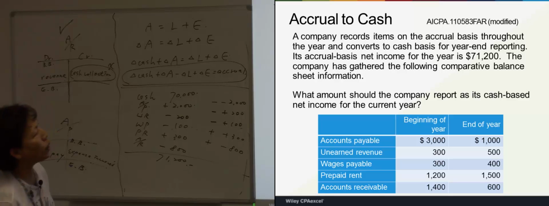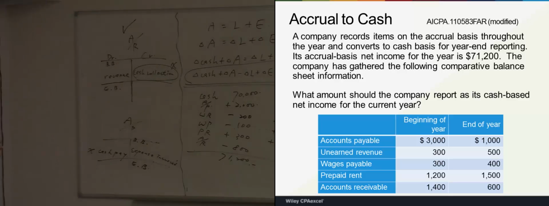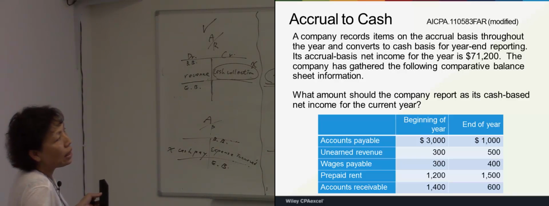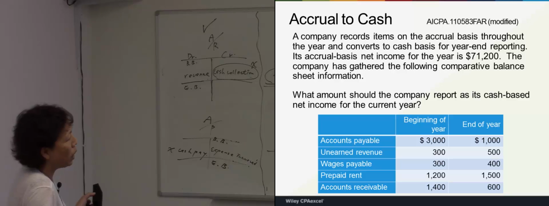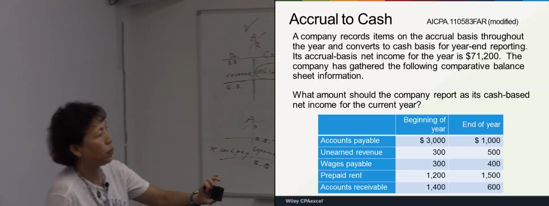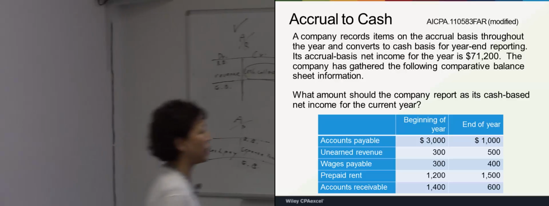A company reports items on accrual basis throughout the year and converts to cash basis for year-end reporting. Its accrual basis net income for the year is $71,200. The company has gathered the following comparative balance sheet information. So you are given information about the beginning and the ending balance for the five accounts.